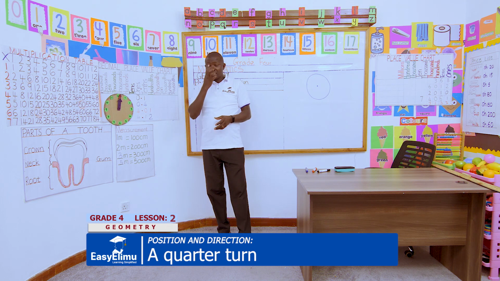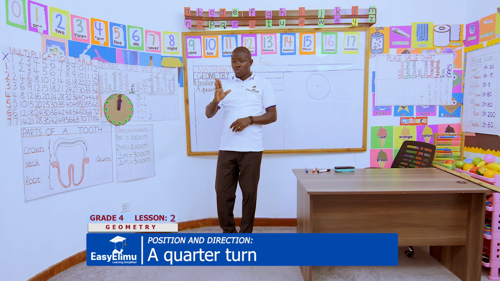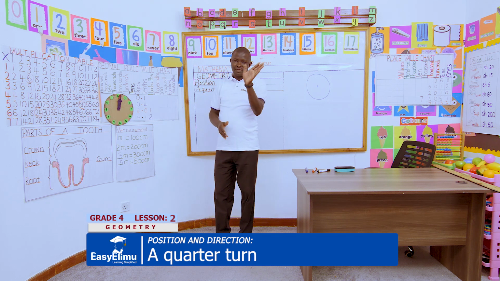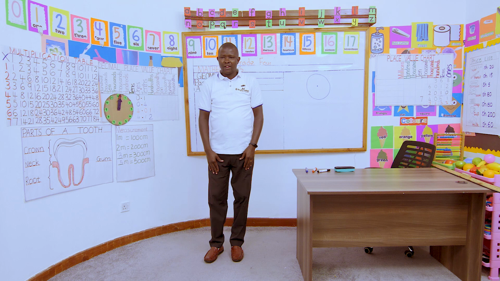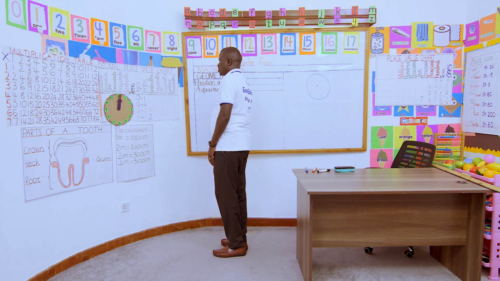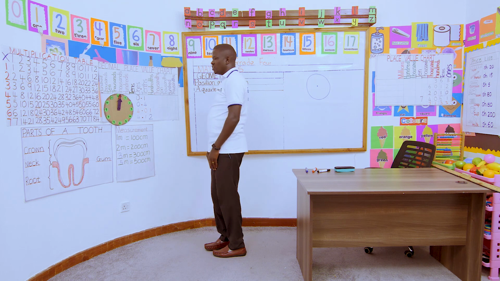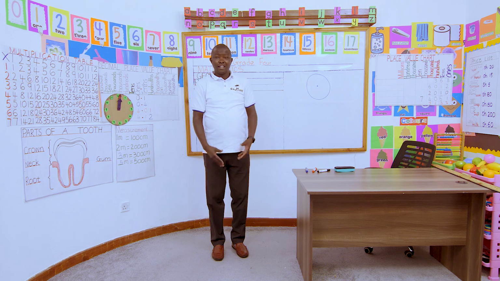In our previous lesson, we learned how to make a clockwise turn and an anti-clockwise turn, and we said a clockwise turn is a turn towards the right, while an anti-clockwise turn is a turn towards the left. Now, in my position as I am standing, if I want to turn clockwise, I'll just turn this side. If I want to go anti-clockwise, I'll go this side. That is what we said.